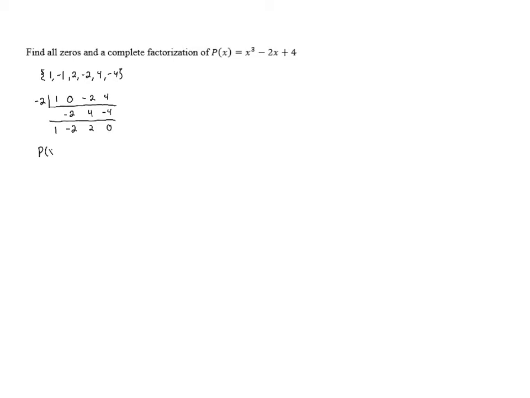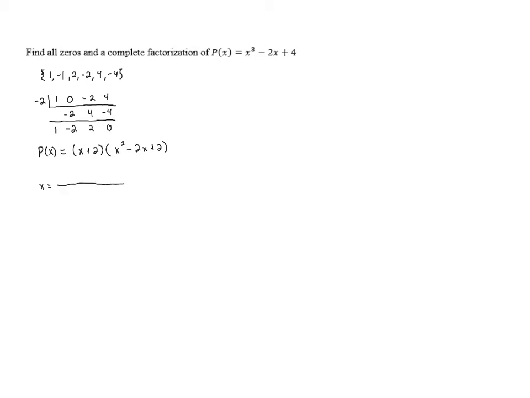So our polynomial has negative 2 as a 0, which means it has x plus 2 as a factor. And when we pull that out, we're left with x squared minus 2x plus 2. Now this is not something that can be factored easily using unfoiling. So to find the zeros that correspond to that, we're going to use the quadratic formula.